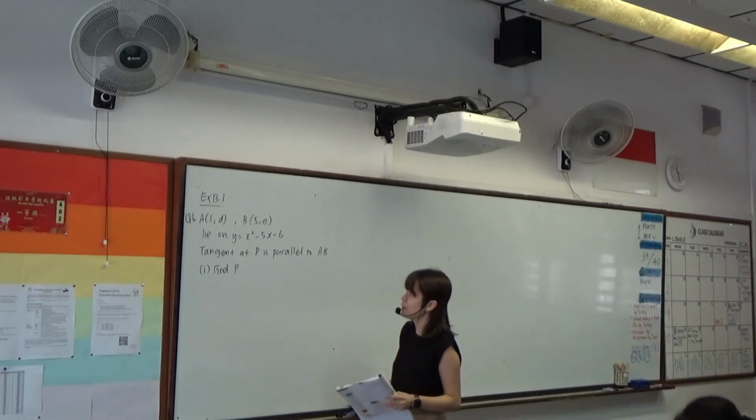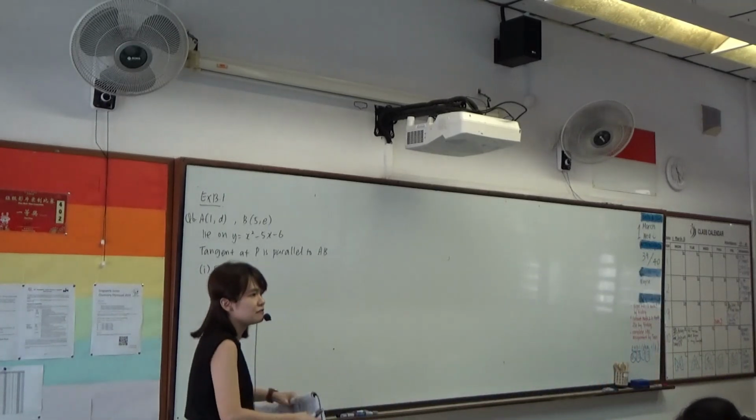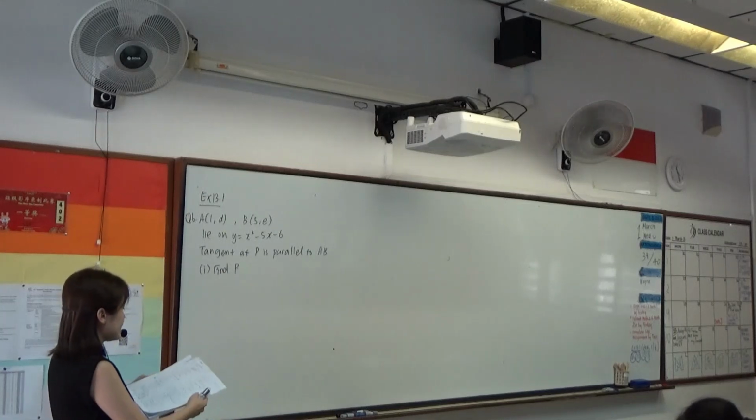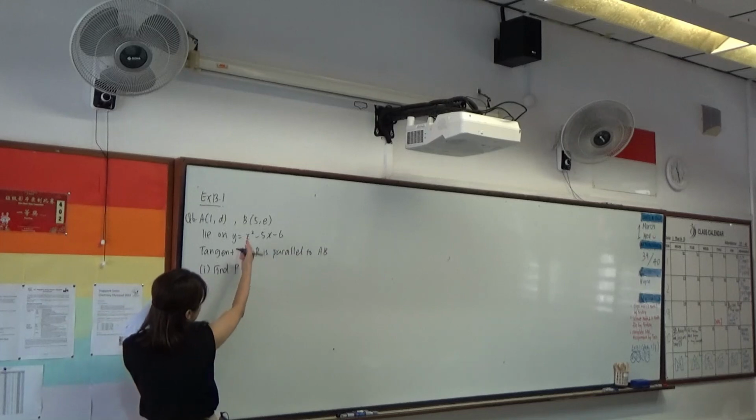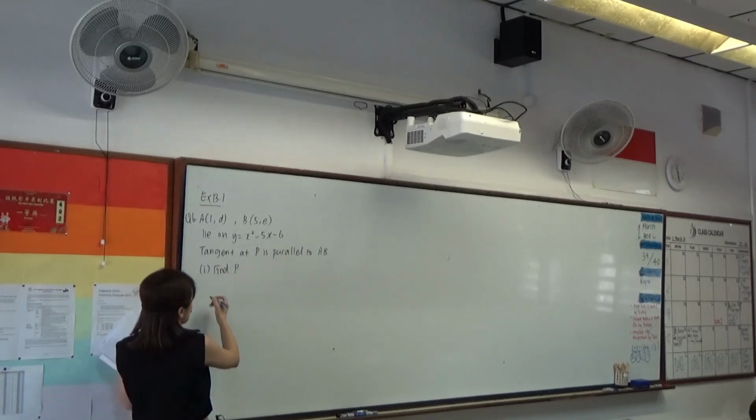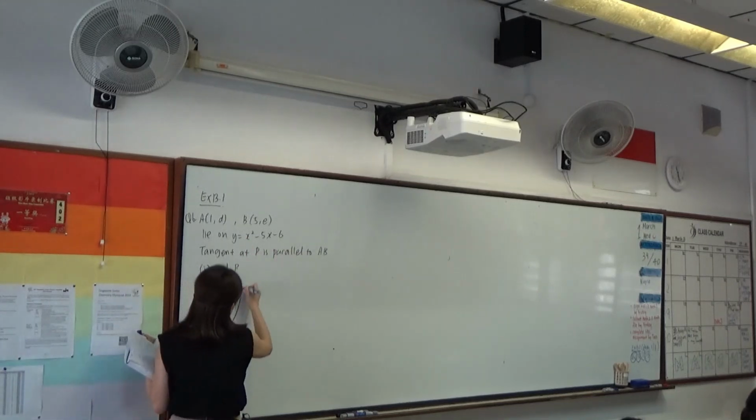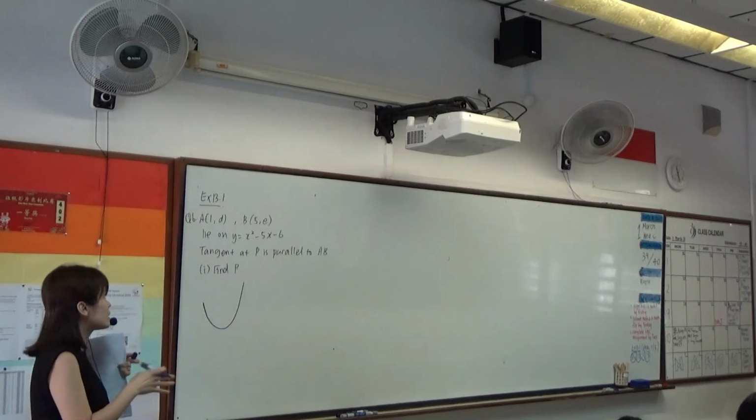Okay, so we have the points A and B, they lie on the curve. So let's draw an image to represent the curve itself. Okay, so this is quadratic. Somehow we can tell that the coefficient of x squared is positive, so we are able to draw a fairly accurate diagram.